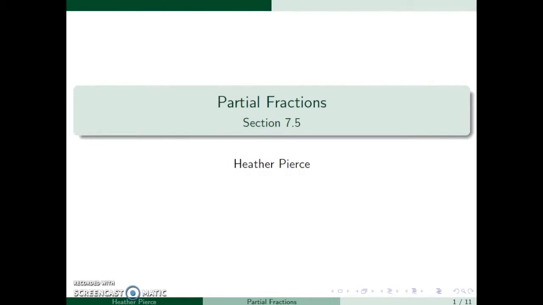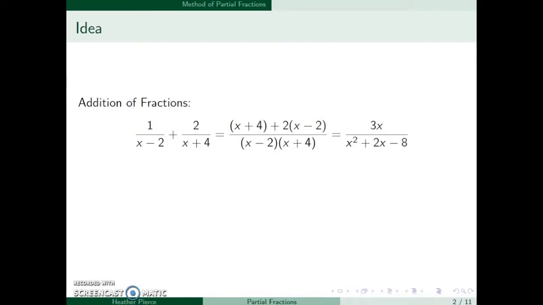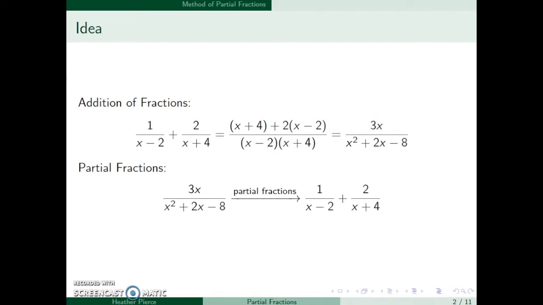We'll now look at the method of partial fractions. So the idea, we know how to add fractions. We find a common denominator and then add the numerators. So the idea of partial fractions is to go in the opposite direction. We have a fraction and we're trying to figure out what fractions we can add to get this fraction.